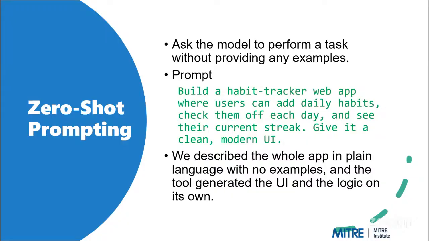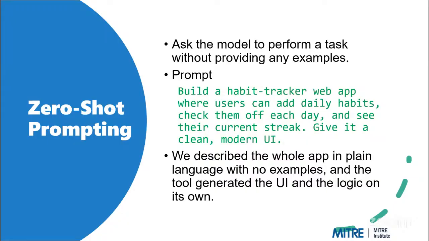This is the most basic form of prompting. Zero-shot means without providing any context. This is where we ask the model to perform a task without providing any examples. Here is an example of a zero-shot prompt.